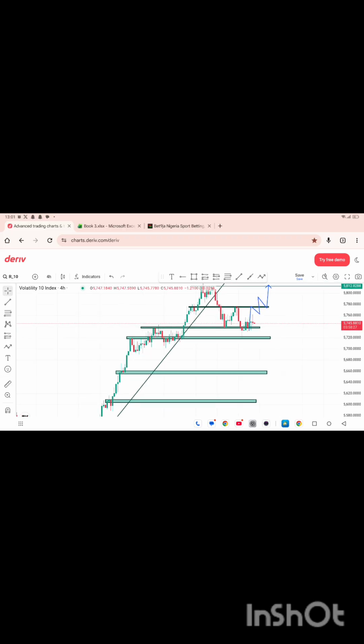So if it gets to this point here and continues to give us a reason to sell, then we can continue to sell to the next zone. That is all that I think you need to know about how I trade, how I keep my trade simple. So I want to see a rejection here, and that's how you're going to continue to the next zone.